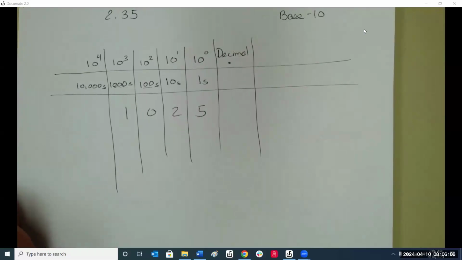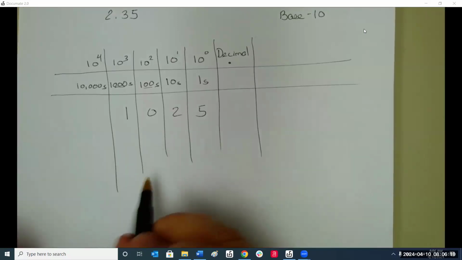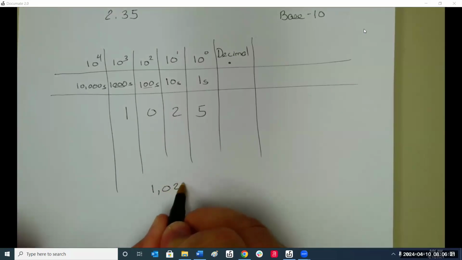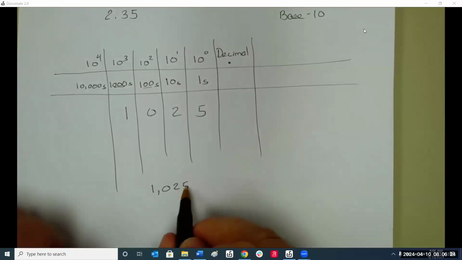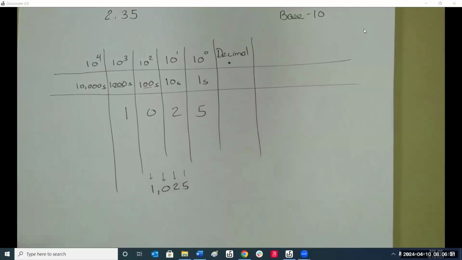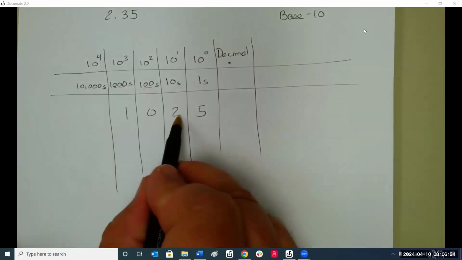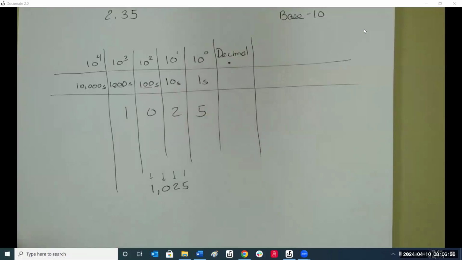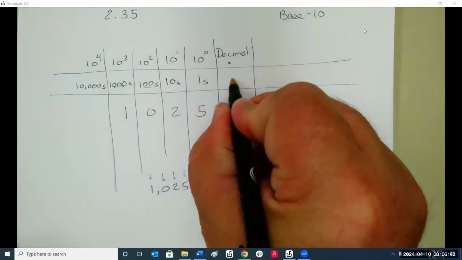So what would that number be? Mm-hmm. It would be 1,025. You have 5 in the ones column. That's the first. You have 2 in the tens. You have nothing in the hundreds, and you have 1 in the thousands. So you have 1,025. Then you have your decimal.